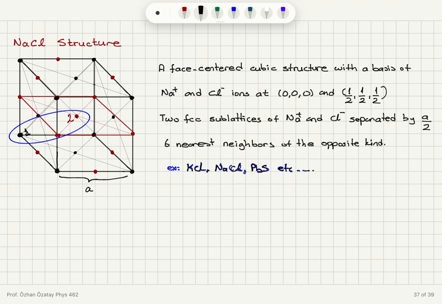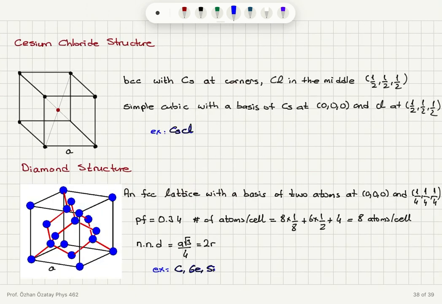And we can think about this as two FCC sublattices of sodium and chlorine that are separated by a over 2 from each other. So if you look at the chlorine atoms or sodium atoms, you find that there are six nearest neighbors, and what is the nearest neighbor distance here? It is a over 2, right? If I concentrate on the atom in the middle and start counting the nearest neighbors, I see 1 here, 2 here, 3 here, 4 here, 5 here, and 6 here. So there are 6 nearest neighbors of the opposite kind at a distance a over 2 from the atom. So a over 2 is the nearest neighbor distance in this case.